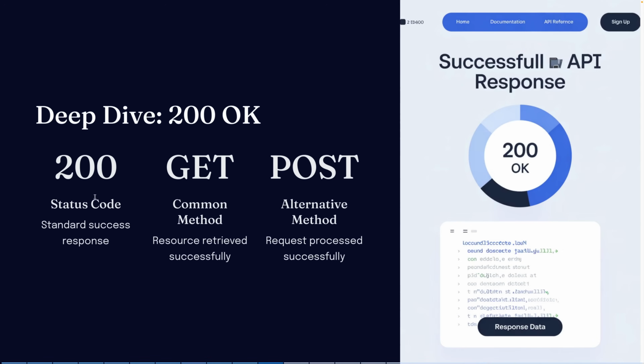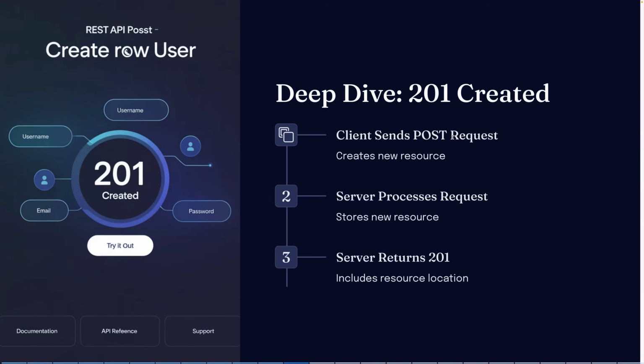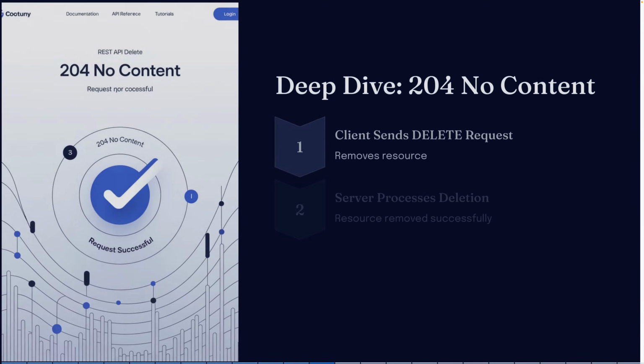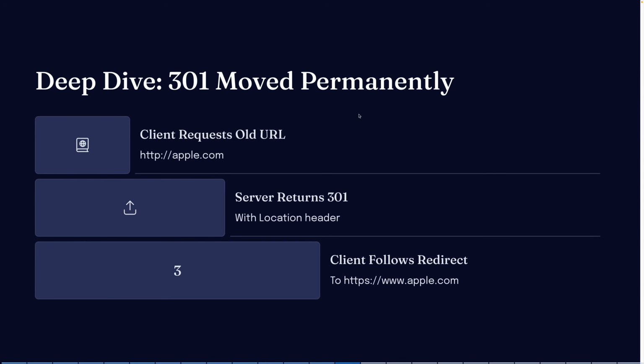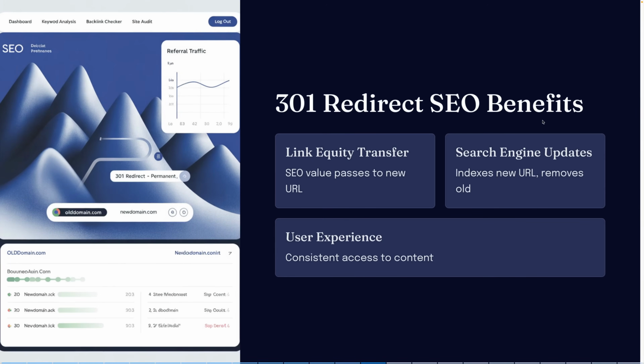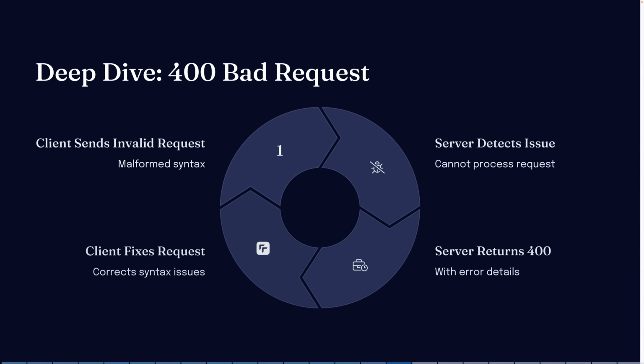So 200 OK means the standard success response. The common method you will be using, the resource retrieved successfully, request processed successfully. Alternate method: 201 means the client sends a POST request, creates a new resource, the server processes the request, and the server returns 201. 204 means no content: the client sends a DELETE request, the server processes the deletion, and the server returns 204. 301 moved permanently: the client requests the old URL, the server returns 301 with a Location header, and the client follows the redirection. 301 redirect benefits: SEO, link equity transfer, search engine updates, and also the user experience.